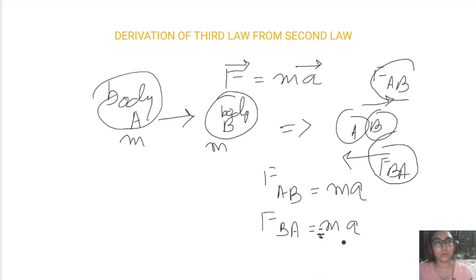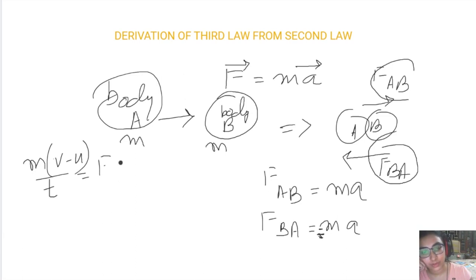Now, how we apply the second law here is that we had talked about momentum, right? So here what is happening is m(v minus u) by t, if we also do that, which equals F here.